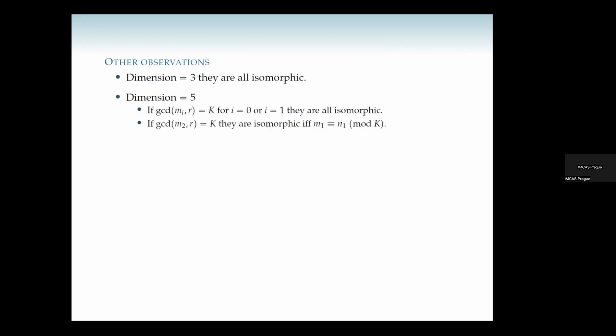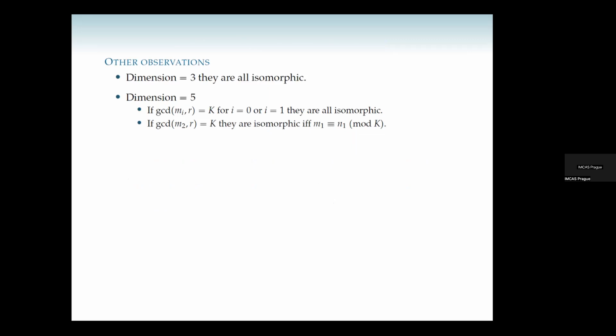Okay, so let me just say a few words about dimensions 3 and 5. I have only mentioned dimension 7 for you, and then I said that if the greatest common divisor is 1 for all of the weights, then you get that they are isomorphic for dimensions 3 and 5 just by looking at the graph. The graph is the same for them. Okay, so in our case, if we allow one of the weights not to be 1, we again obtain that for dimension 3 they are all isomorphic.